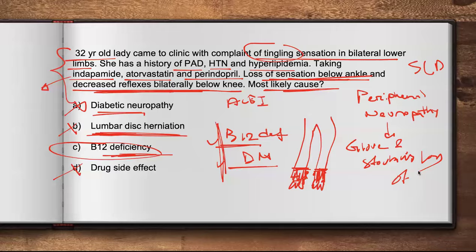We can't just assume the patient is diabetic because the patient has peripheral artery disease and hypertension. We can't assume that. And most importantly, the patient has reflex changes. Diabetic neuropathy usually doesn't present like having bilateral ankle reflex absent. It's uncommon.